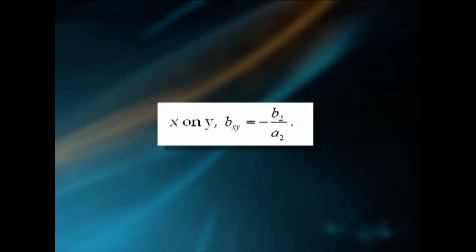Let us assume the first line is regression line y on x. Then we express the line in terms of y as y equal to minus a1 divided by b1 into x minus c1 divided by b1. Then the regression coefficient y on x, byx, is equal to minus a1 divided by b1. If the first line is assumed as regression line y on x, the second is regression line x on y. It is written in terms of x as x equal to minus b2 by a2 into y minus c2 by a2. If so, the regression coefficient x on y, bxy, equal to minus b2 divided by a2.